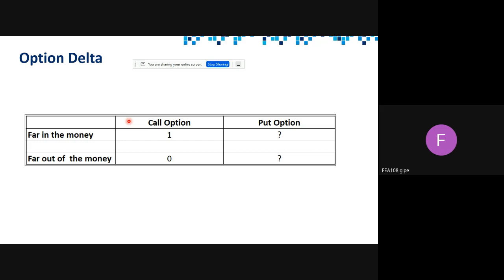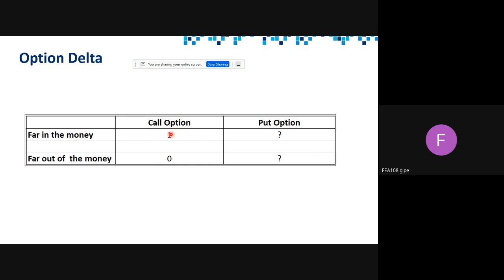So now we talked about far in the money option and far out of the money option. If it is far in the money, how does the option behave? Imagine TCS strike price is 3,500 and the current stock price is 4,000. So the option will behave just like whom? Sir, the option premium will be more, closer to 1. Exactly. So the delta will be closer to 1.